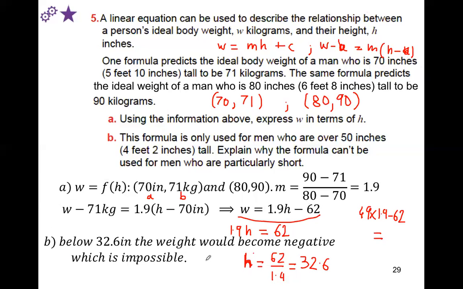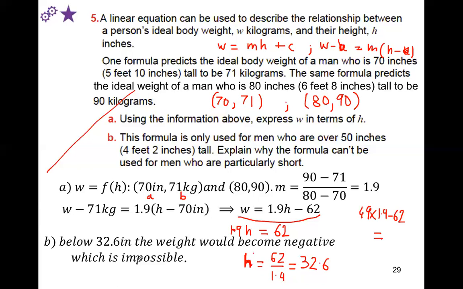And that's how you would answer your question, basically. You look at what is possible with this. You can tell that this line would only work for a certain height because it's impossible to have a negative weight. You would try to see at what point this will become zero and explain why the formula can't be used for men who are particularly short, because you would get a negative weight, which is impossible.